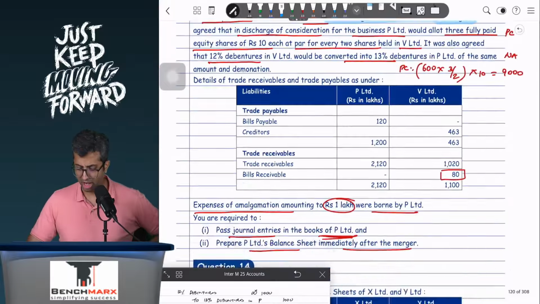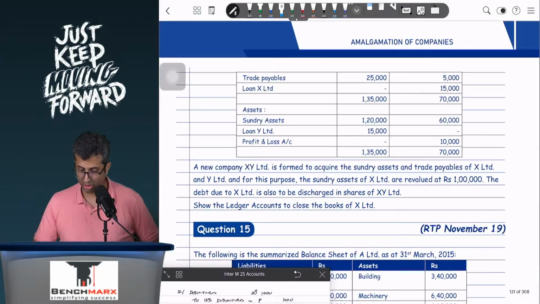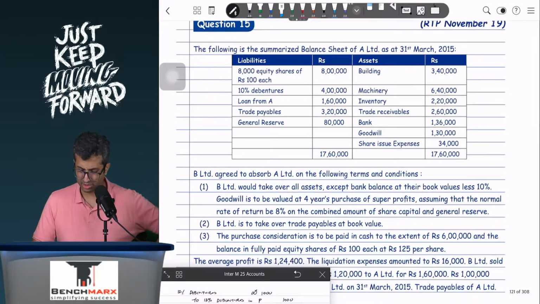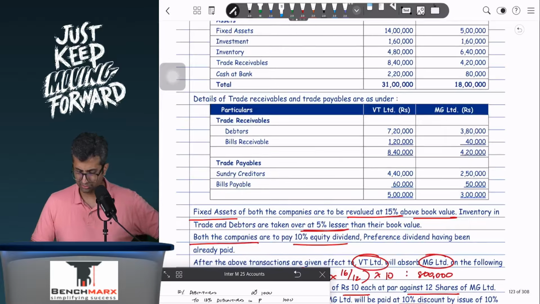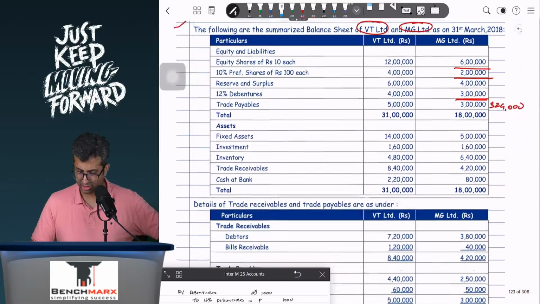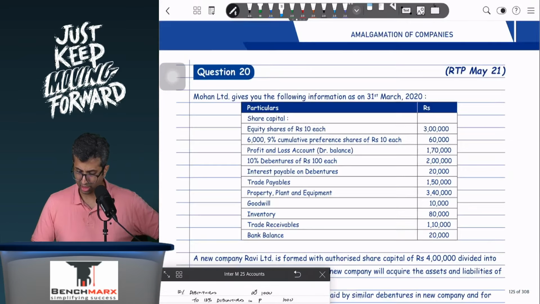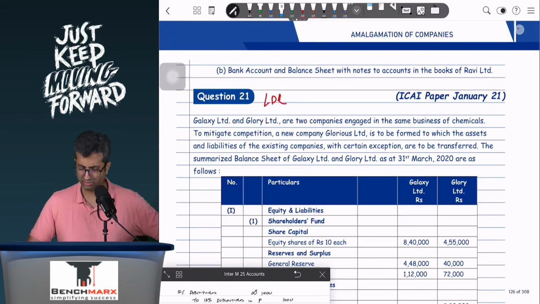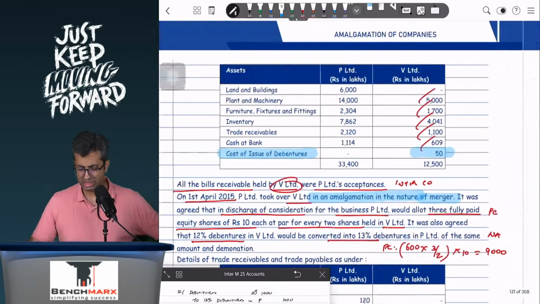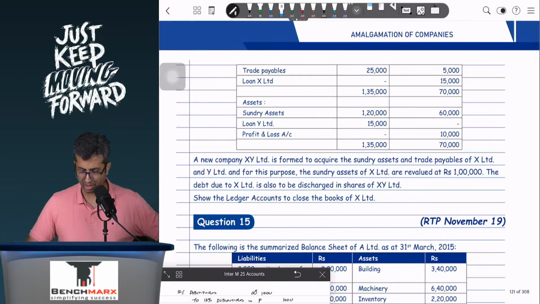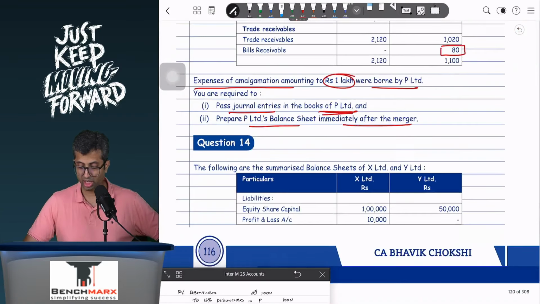Now after you are done, you have question number 14. I think that's a manageable question. 14, 15, 16, 17 I think we have already discussed. 18, 19 is already done, and then there is 20. 21 ke aage bhi it is done. So there are just a few questions. Let us quickly wrap that up and get done with our amalgamation.